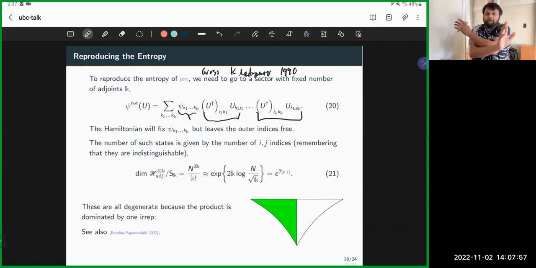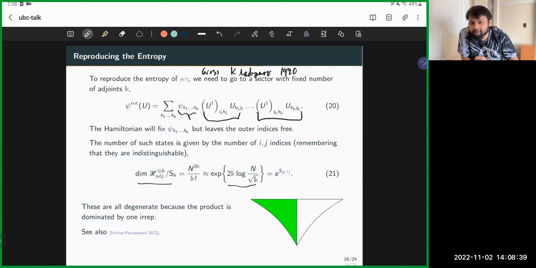But it doesn't matter which pair you put outer indices in, right? There's some indistinguishability going on. You can just rename what is the first pair and what is the second pair. So each outer index pair is an adjoint. And the fact that you can rename things is the fact that these are indistinguishable adjoints. So the dimension of states is the dimension of k copies of the adjoint mod the symmetric group of k, which is n to the 2k mod k factorial over k factorial, which is this, which is exponent of this. So the number of states is e to the k times the entropy.